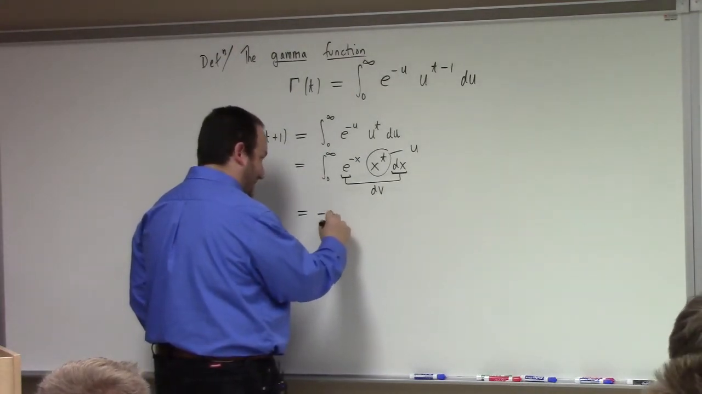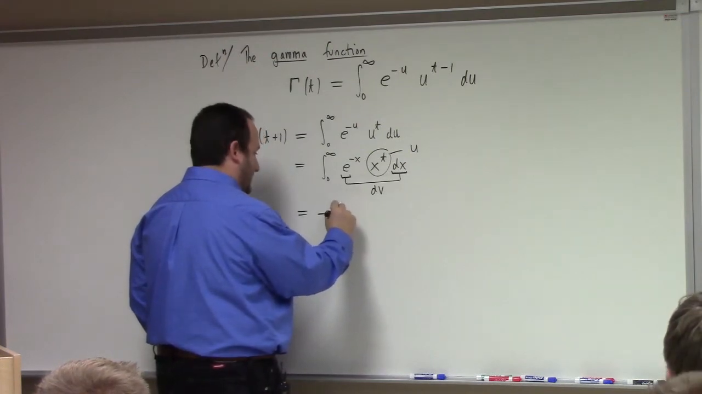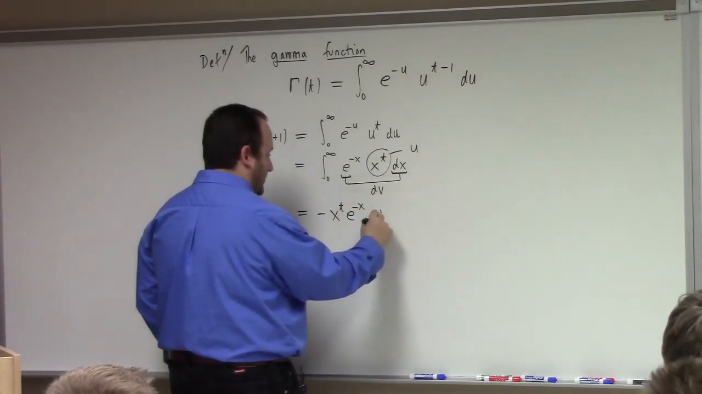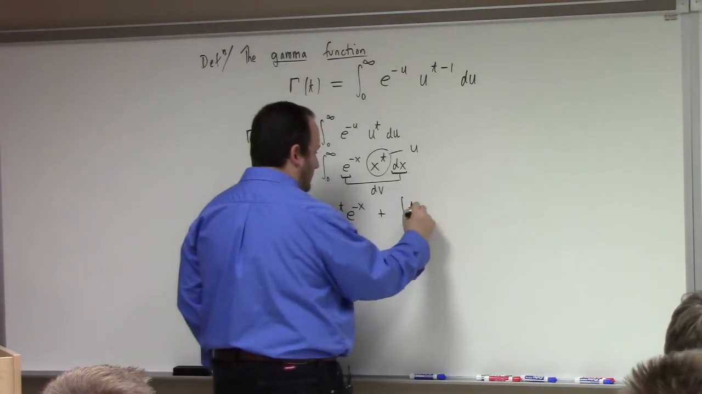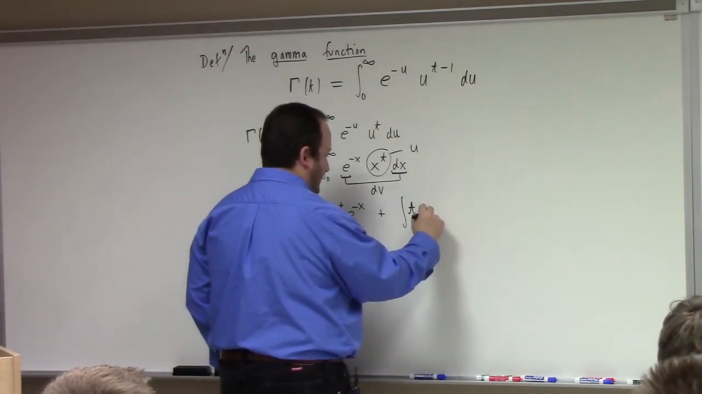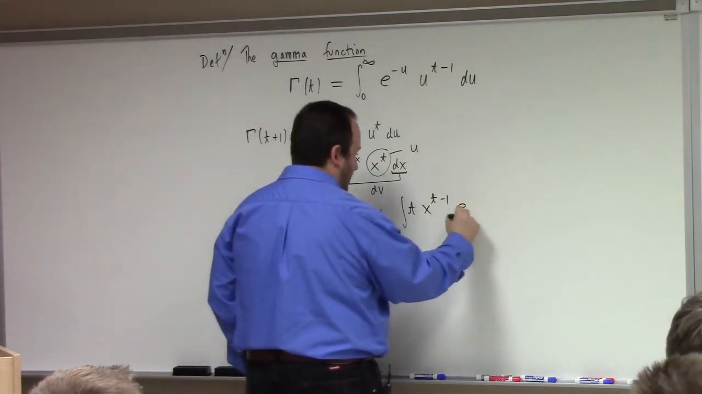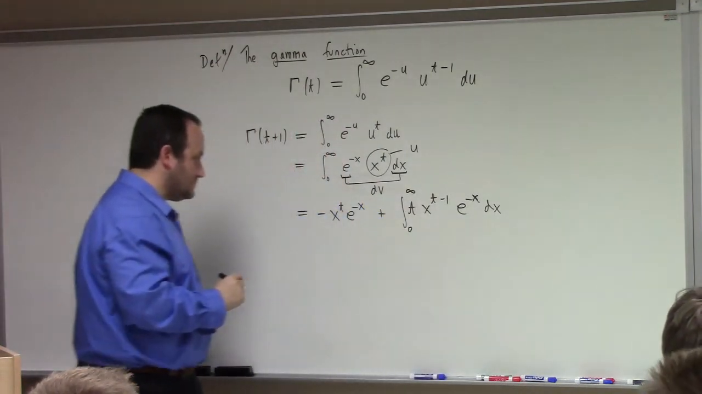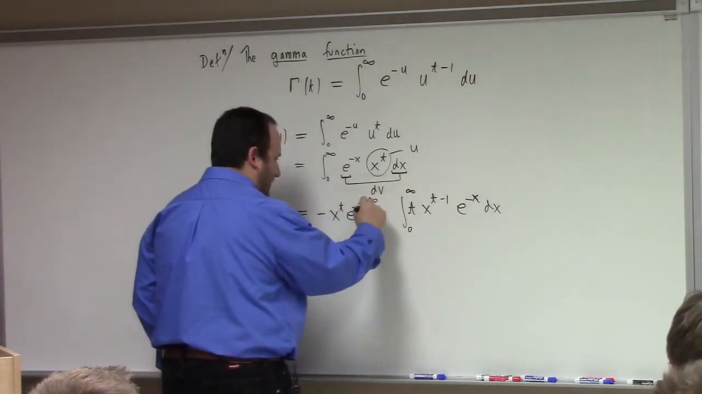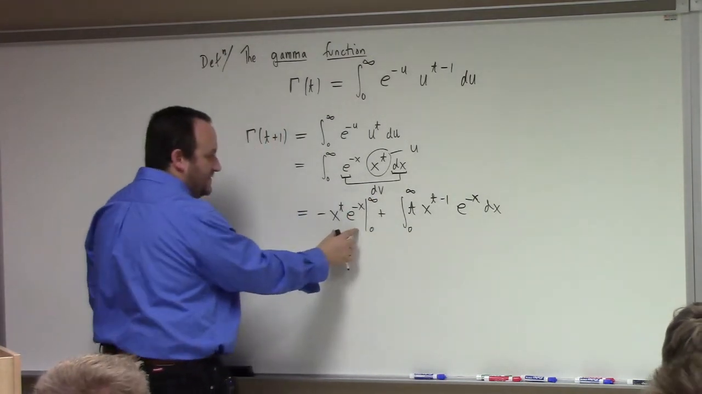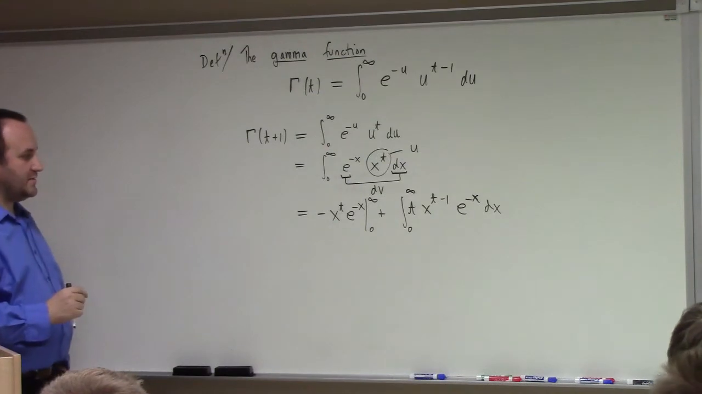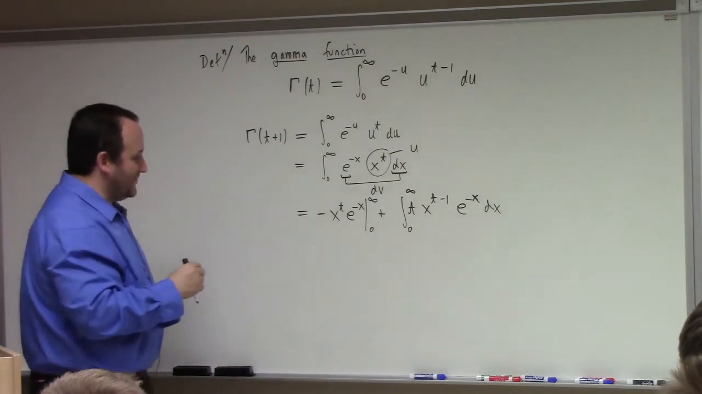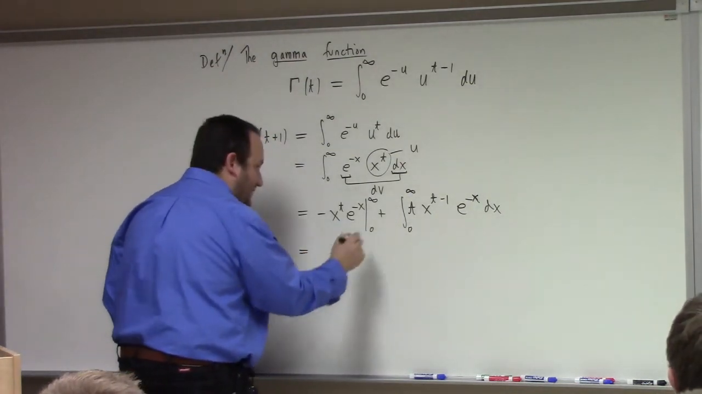So minus x to the t, good grief. Yes, minus x to the t times e to the minus x, plus the integral of t x to the t minus 1, e to the minus x dx, evaluated from 0 to infinity. So all I'm doing is integration by parts, just doing it badly. This piece goes away because of L'Hopital's rule. Always exciting here. So this piece goes to zero.